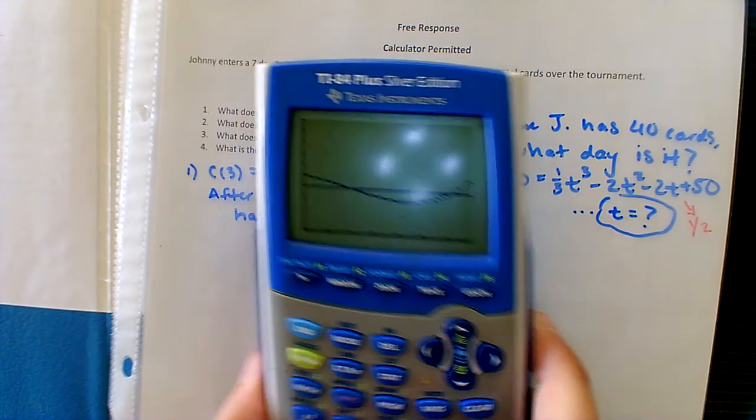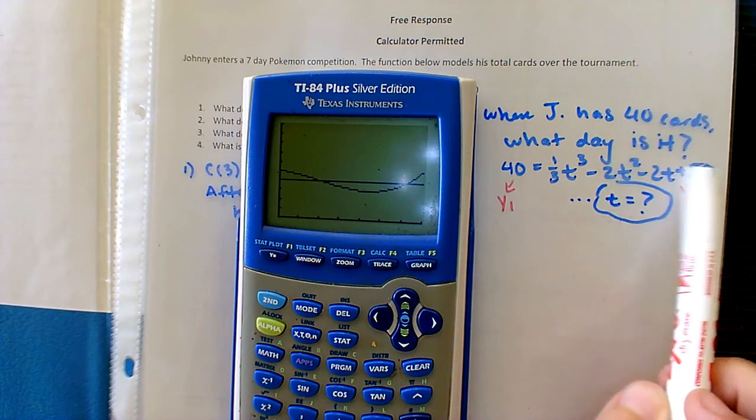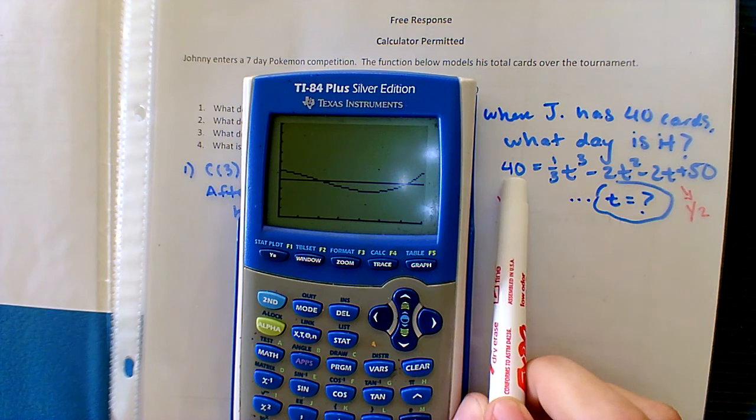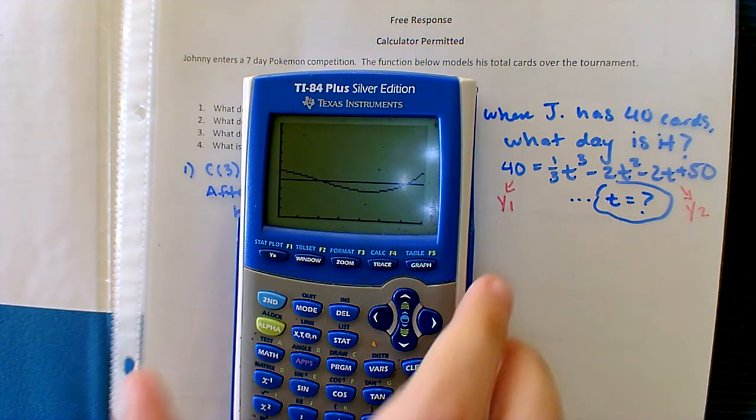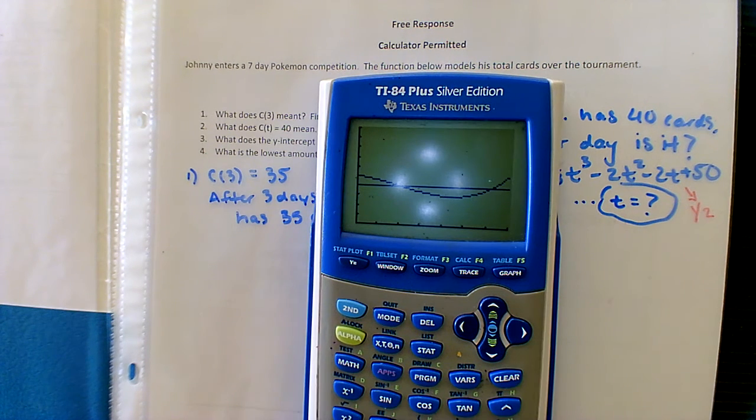So if we're trying to figure out when does the curvy graph equal the straight graph, when are they exactly the same, where do you think we're looking at on this picture, on this graph? Can you describe it? When are they the same?